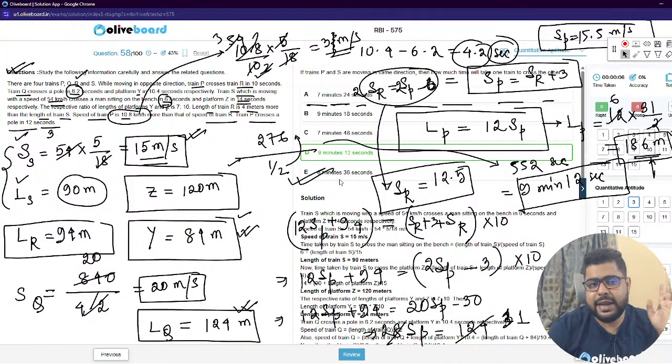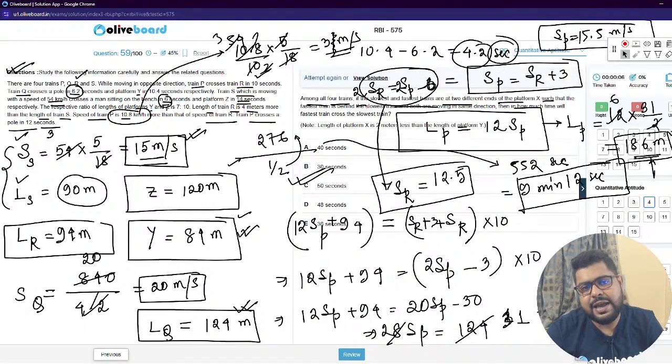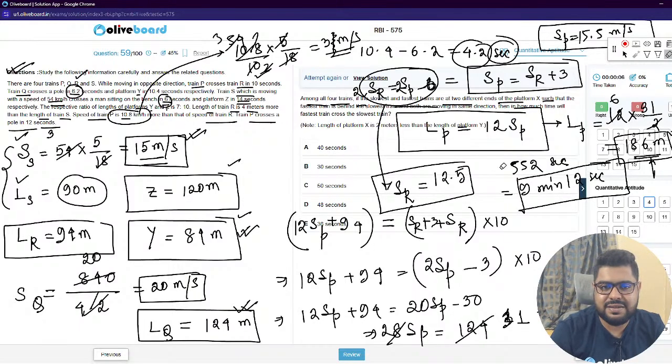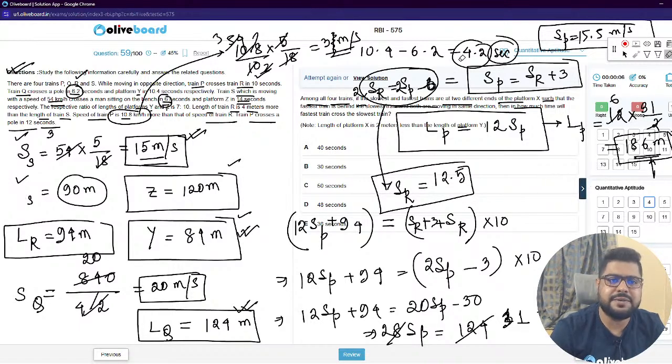First question done. Again, I'm not erasing this because there is another question also. So I'm just erasing this part. Hopefully you will understand, right? Chalo, next one.